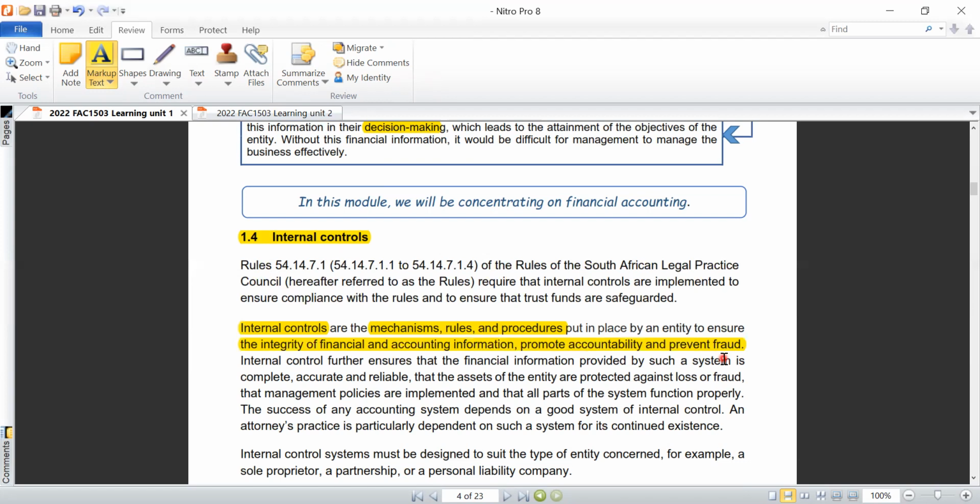Now, these internal controls come in different forms. It can be in the form of a policy that is drafted that everybody has to comply with.